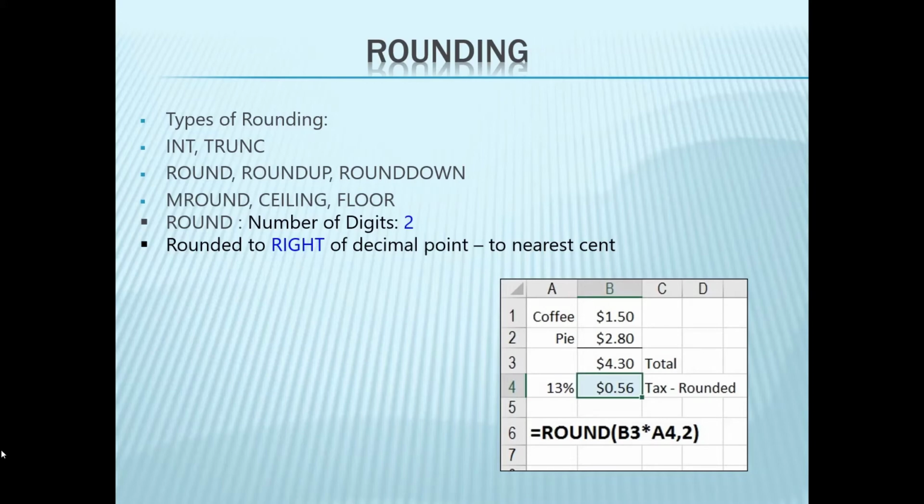So now as we have learned about counting, summing and averaging, we will look at some more functions used in Excel, such as the rounding functions. Now there are many types of rounding such as INT, TRUNC, ROUND, ROUNDUP, ROUNDDOWN, MROUND, CEILING and FLOOR. So first we will look at the ROUND function.